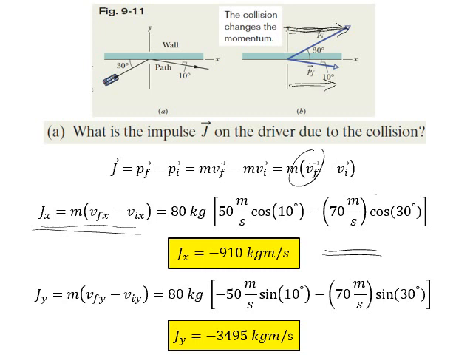In other words, the momentum change in the x direction is that way, which makes sense. The car was initially going left to right and hit the wall. We expect the wall to slow it down some, and so there's a momentum change back in that direction.